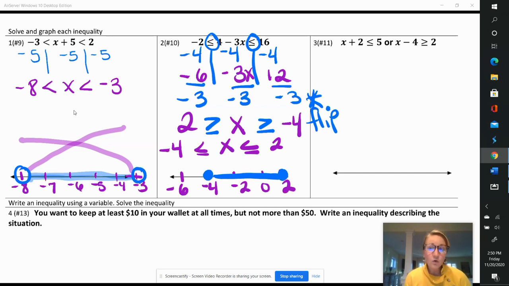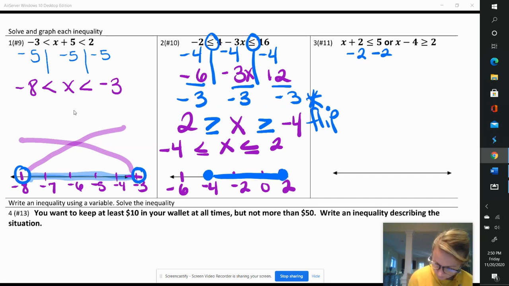So number 3 is an or inequality, and we solve that separately. First we solve x plus 2 is less than or equal to 5, and then we'll solve x minus 4 is greater than or equal to 2. They're or inequalities, so we'll graph them on the same number line and then shade in the tails to show possible solutions. So let's solve one first.